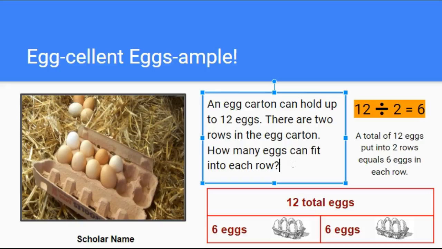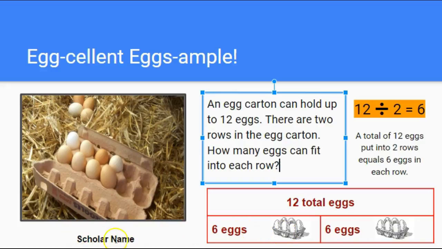That's exactly what this equation is, and that's an exact answer to this question, how many eggs can fit into each row. Here is a bar diagram, or a total and parts chart, TP chart, with the top of it showing 12 total eggs, my 2 groups, my 2 rows, my 2 boxes here, and there are 6 eggs in each. And I included it like this, 6 eggs, and I even put a picture, 6 eggs and 6 eggs, to reconfirm that there are 6 eggs in each row.